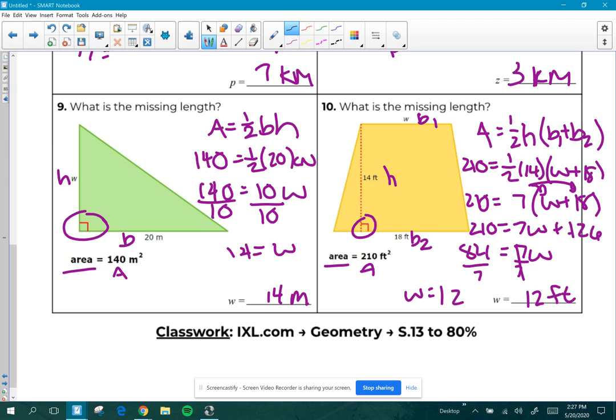All right, so that's the essence of this IXL. You have all week to work on it. I want you to now go to S13 and get to 80%. This might be a good spot to earn some extra credit if you're looking for extra credit, because this is a little bit easier of a lesson in comparison to some of the other ones.